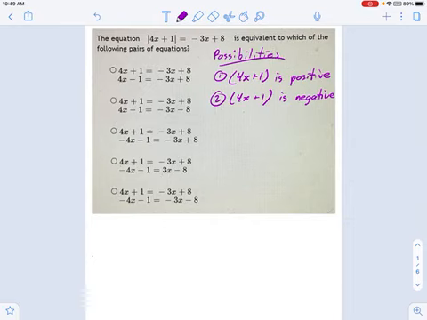So the way you solve an absolute value equation is you take the thing inside the absolute value symbol, and first you pretend it's positive. Then you go ahead and solve that equation. So if I make my two equations, here's the first possibility. 4x plus 1 equals negative 3x plus 8. Okay, that's one option.